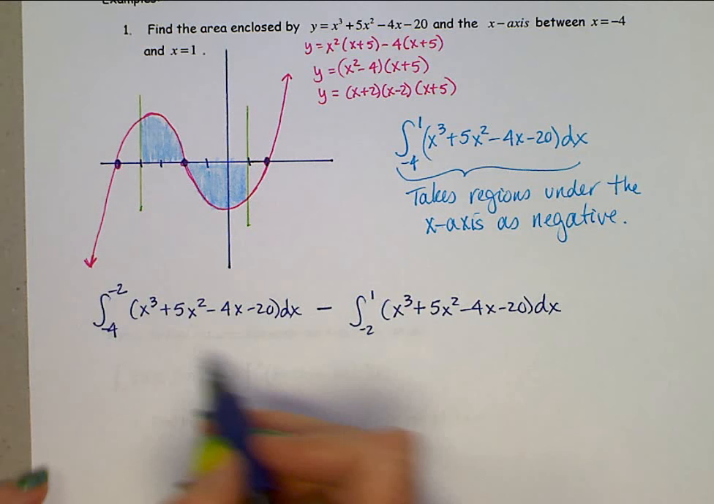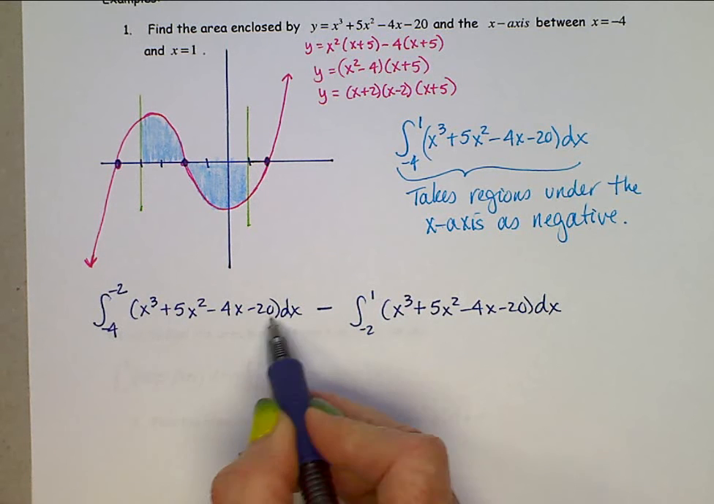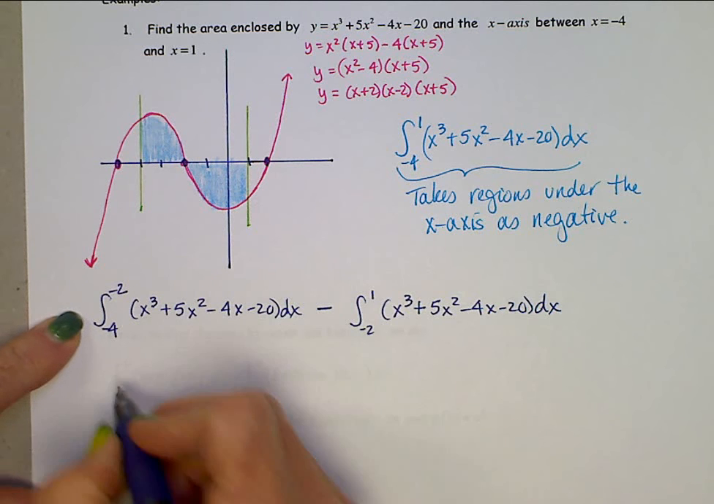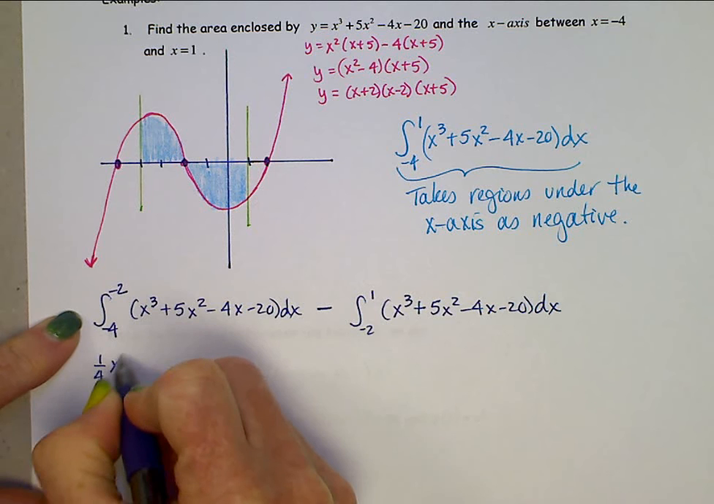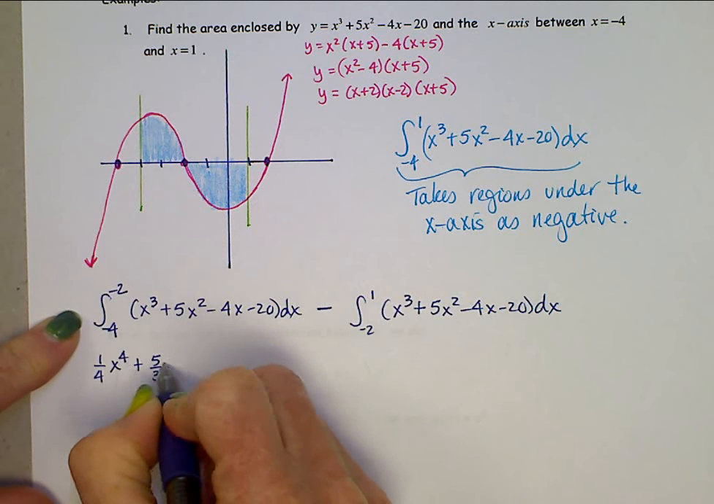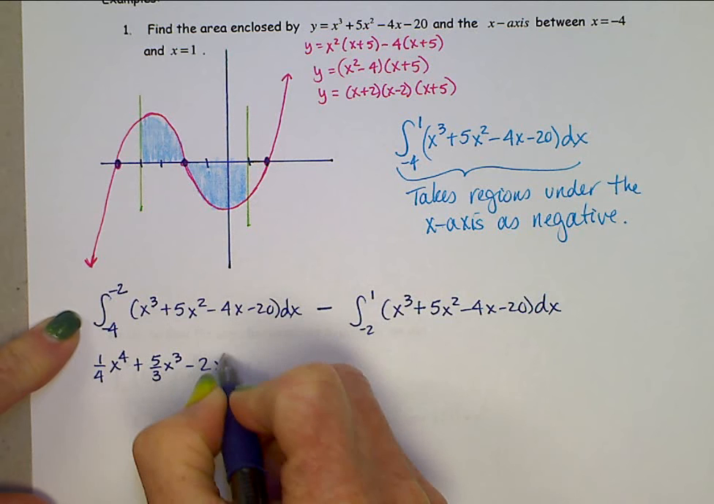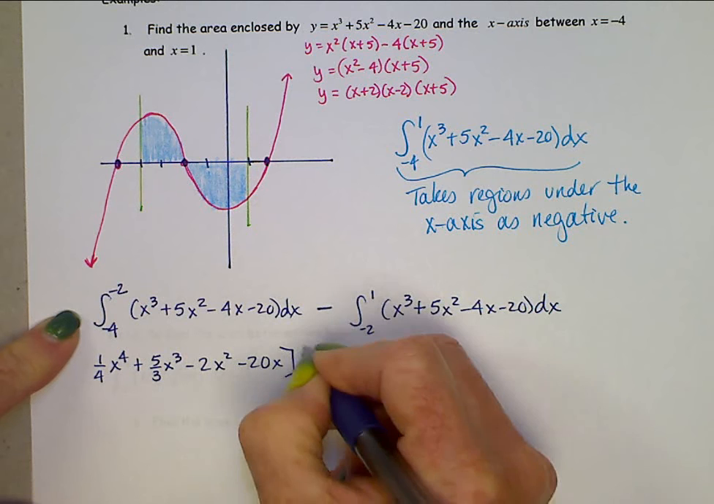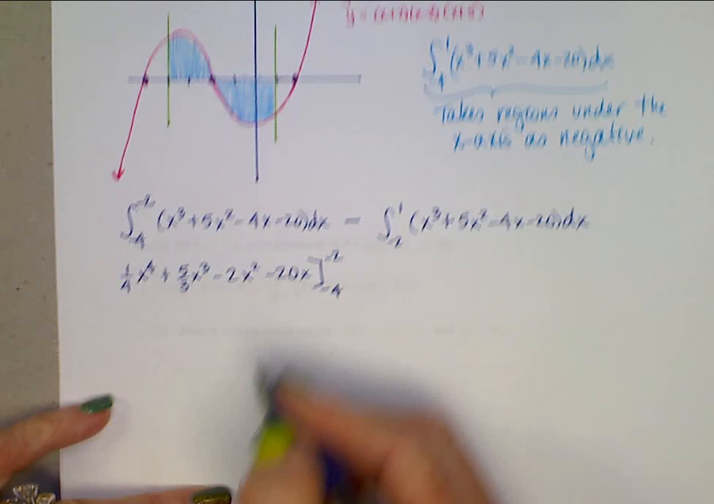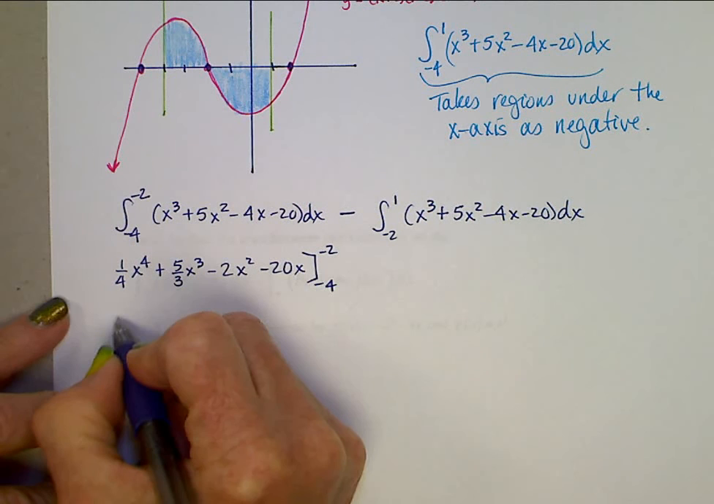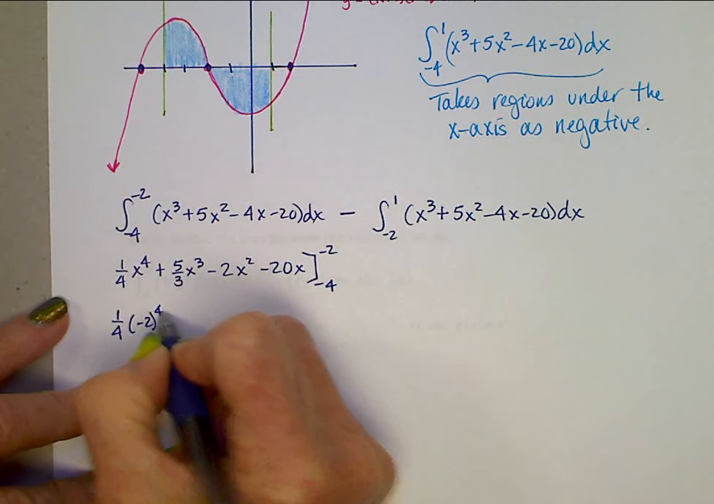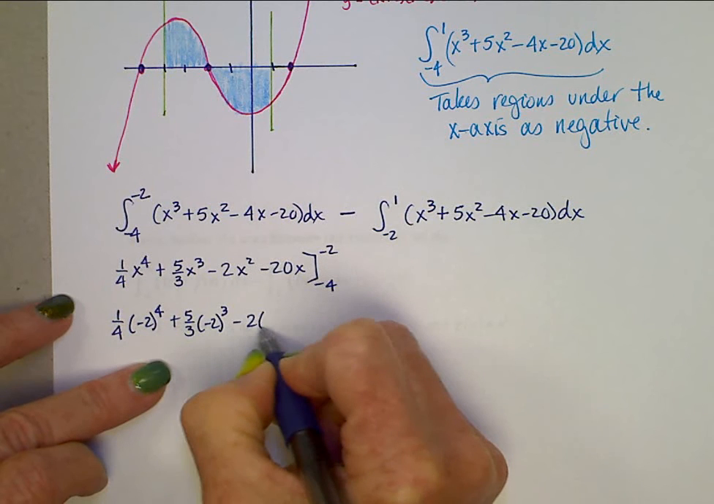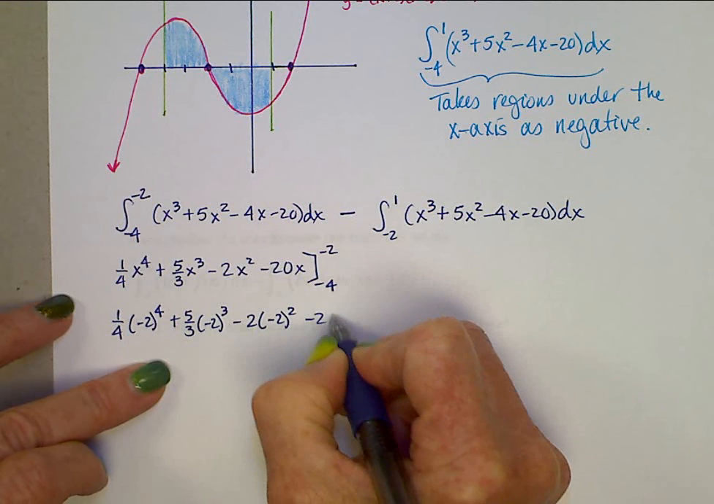All right, here we go. Let's work on this one over here. Let's do this one first, and then we'll come back and clean this one up. So we need to anti-differentiate this. We will get 1/4 x to the 4th plus 5/3 x cubed minus 2x squared minus 20x. We're going to evaluate that from -4 to -2. We plug in the -2 first. That will give us 1/4 times the negative 2 to the 4th plus 5/3 times the negative 2 cubed minus 2 times the negative 2 squared minus 20 times the negative 2.